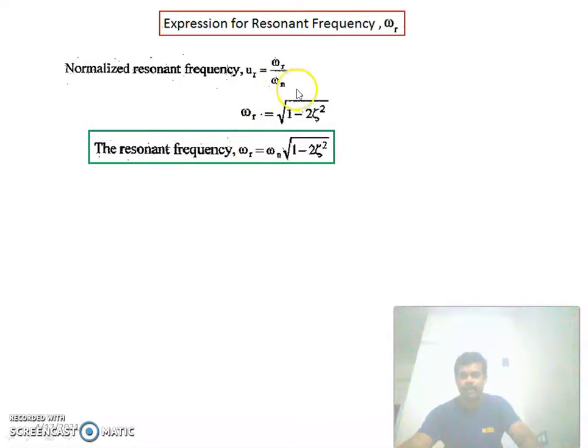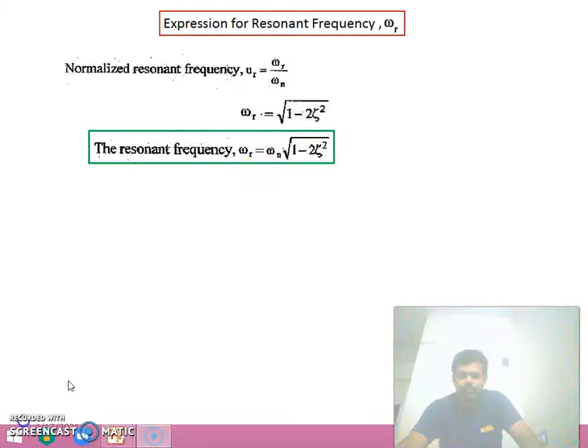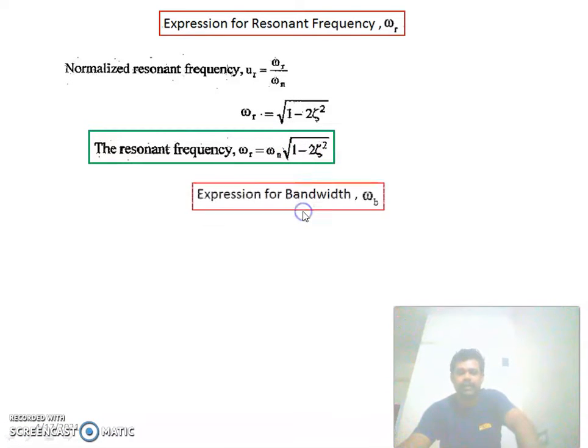So by substituting here, you will be getting omega r is equal to omega n into, please listen, this is not omega r, ur. What is ur? Ur is nothing but root of 1 minus 2 zeta square. So what is omega r? Omega n into ur. So you are getting omega r is equal to omega n into root of 1 minus 2 zeta square. So we have found out the expression for resonant frequency also.